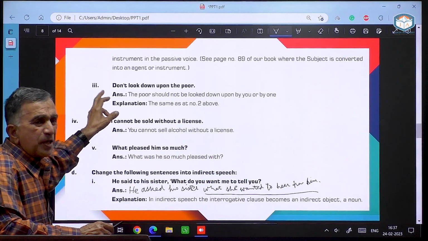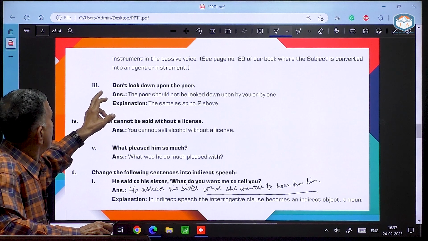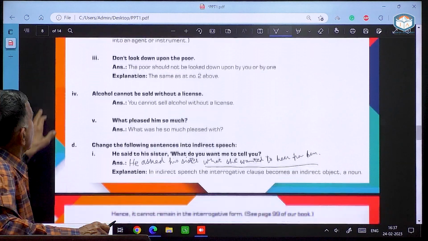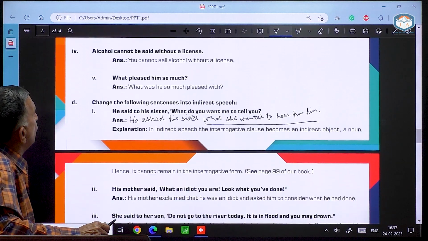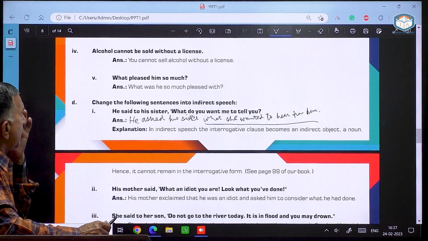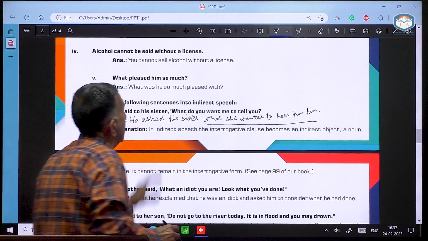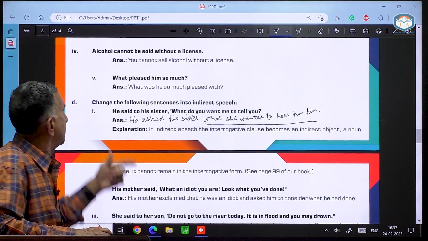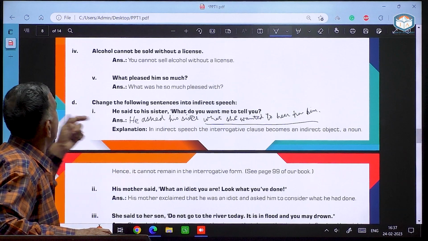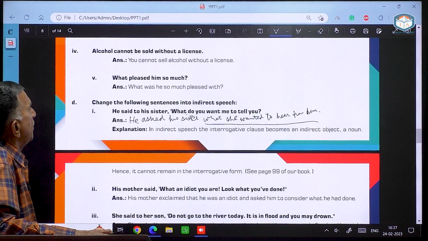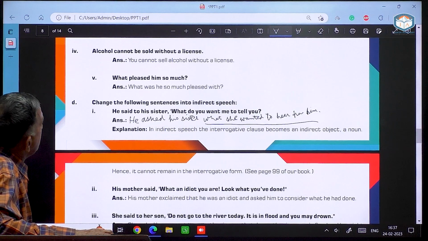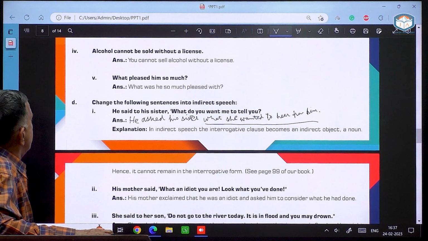Again, supply a subject from outside. You don't look down upon the poor. Alcohol cannot be sold without a license. Now there is no agent or instrument here. So apply one from outside. You or one cannot sell alcohol without a license. What pleased him so much? What was he so much pleased with?